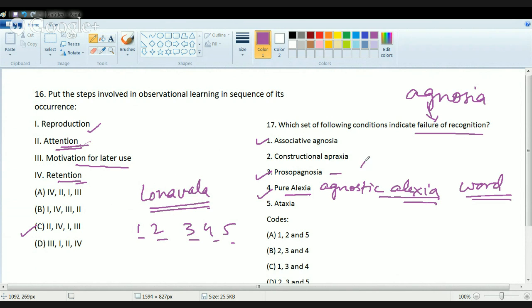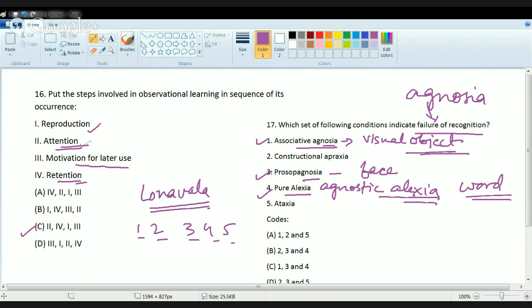Prosopagnosia means I have a problem in recognizing faces. I forget faces easily. If I have seen a person in the market and I said, okay, you are my neighbor, the next day, if I see that person again in my locality, I will not be able to recognize that person. Finally, it's associative agnosia. Associative agnosia means I am having a problem in visualizing objects, or in the recognition of visual objects. So these are the things that we have talked about for these two questions.